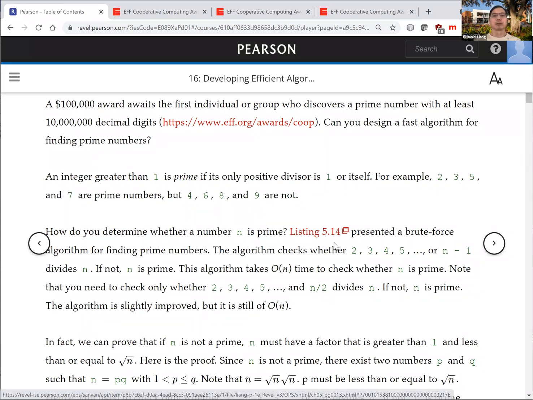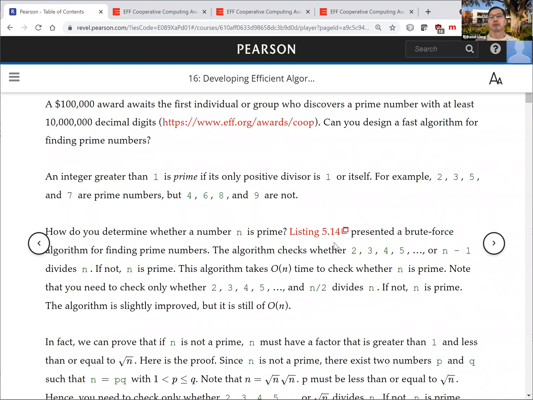In listing 5.14, we present a brute force algorithm for finding prime numbers. The algorithm checks whether 2, 3, 4, 5, up to n-1 divides n. If not, n is prime. This algorithm takes order of n time to check whether n is prime.